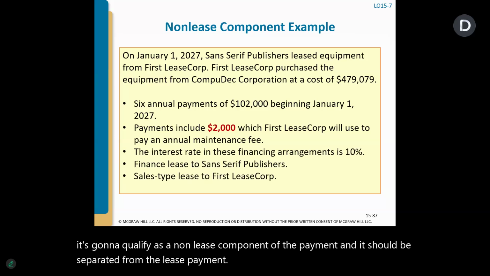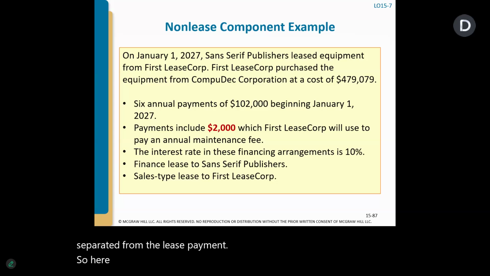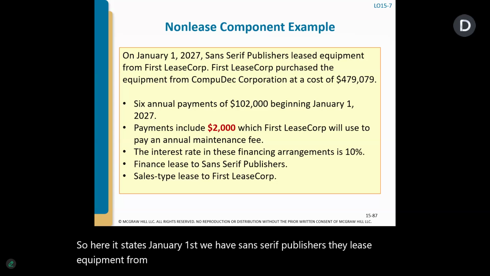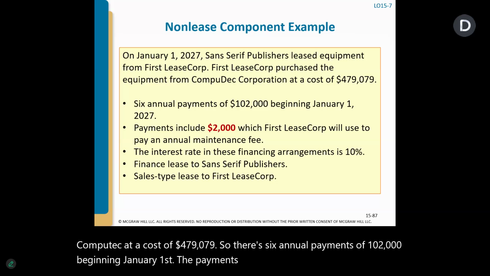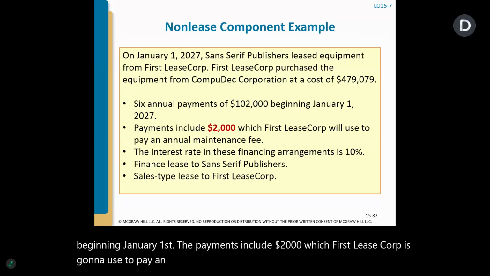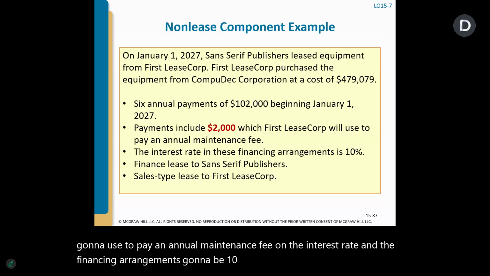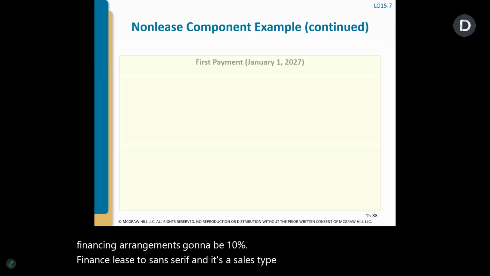So here it states January 1st, we have Sans Serif Publishers. They leased equipment from First Lease Corp, and First Lease Corp purchased it from CompuDeck at a cost of $479,079. So there's 6 annual payments of $102,000 beginning January 1st. The payments include $2,000, which First Lease Corp is going to use to pay an annual maintenance fee. The interest rate in the financing arrangement is going to be 10%. Finance lease to Sans Serif, and it's a sales type lease to First Lease Corp.